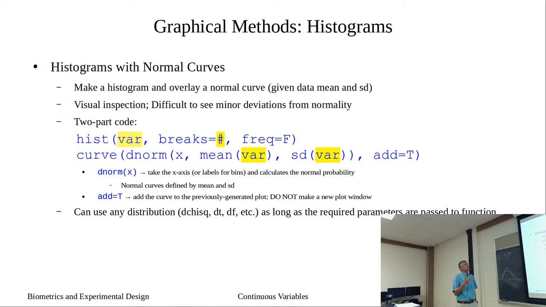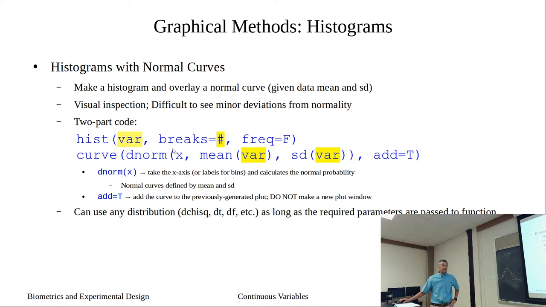There are two parts to this code. The first part is to make our histogram. The second part, after we make our histogram, is to overlay the curve. I have this two-part code here, and it's highlighted. If you downloaded the presentation itself, for some reason the highlight gets lost. What we need to change is the variable that we make the histogram of. We have to pass it a variable, and often that variable is in a data frame. How do we reference a variable in a data frame again? The dollar sign. So we'll use our data, dollar sign, variable name.